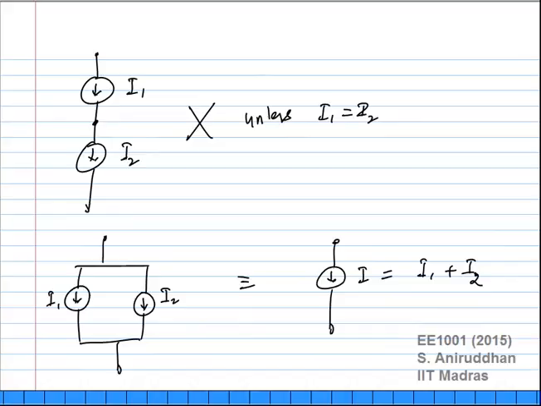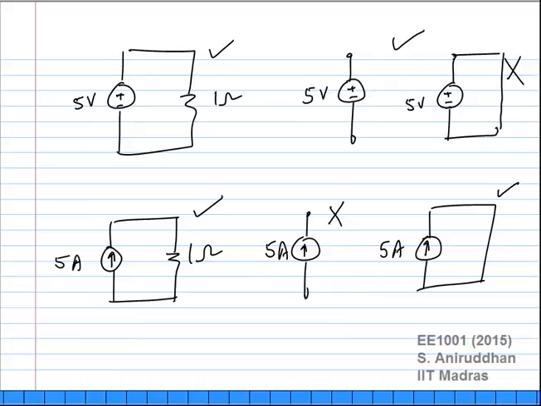Similarly, two current sources can be placed in parallel but not in series. So this is the analog of the voltage. If you place them in parallel, the overall current is I1 plus I2. You cannot place two ideal current sources in series unless the two currents are equal. And as I pointed out, voltage sources cannot be shorted. It's a corollary of the previous result. Current sources cannot be left open. Ideal voltage sources cannot be shorted. Ideal current sources cannot be left open.